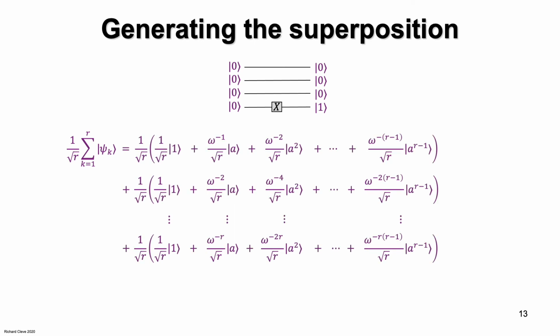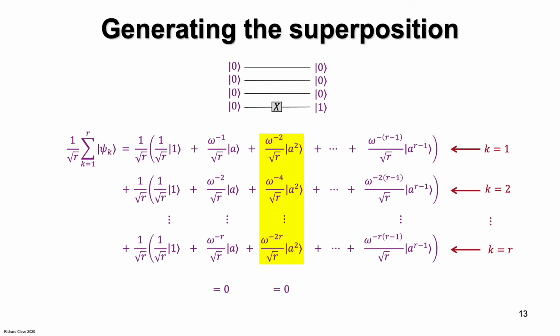Each row corresponds to one of the psi k's. The first row contains the state psi1. The second row contains the state psi2. And the last row contains the state psi-r. So ket A is one of the computational basis states that occurs. What's the amplitude of ket A? It's a sum of powers of omega that add up to 0. What's the amplitude of ket A squared? It's a sum of powers of omega squared that also add up to 0.